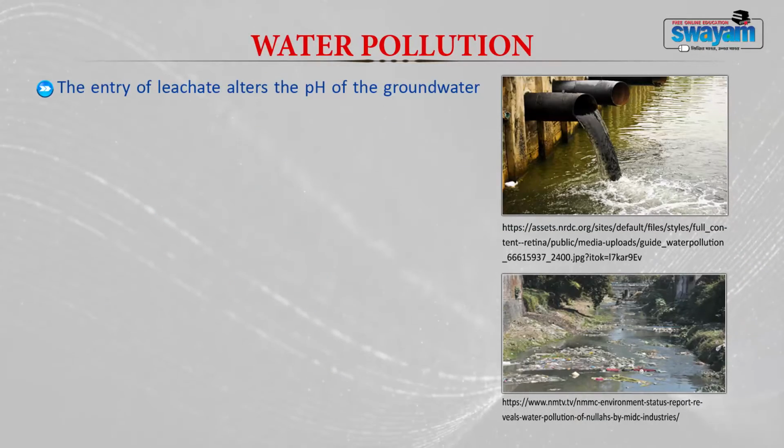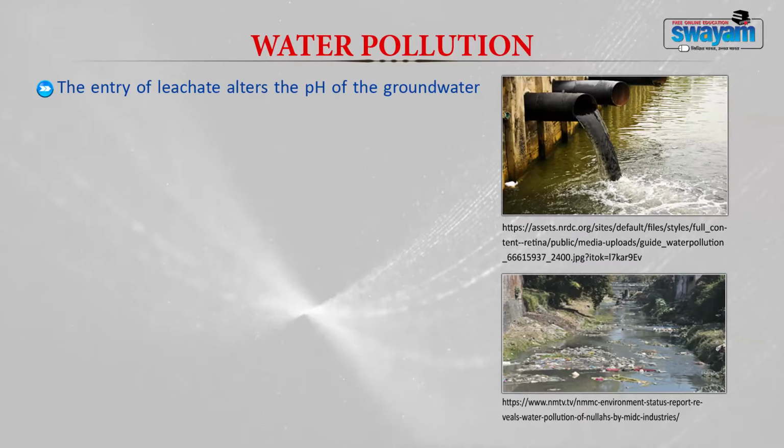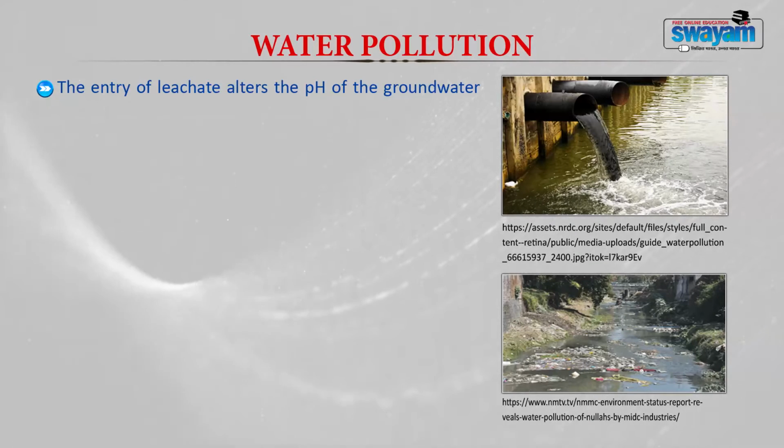Now the entry of leachate will also alter the pH of groundwater. You know what pH is, right? So it will alter the pH of groundwater. Maybe it can be acidic, it can convert it into alkaline.